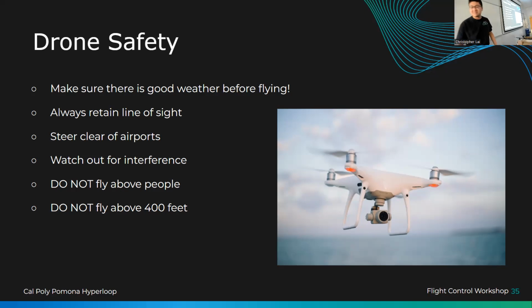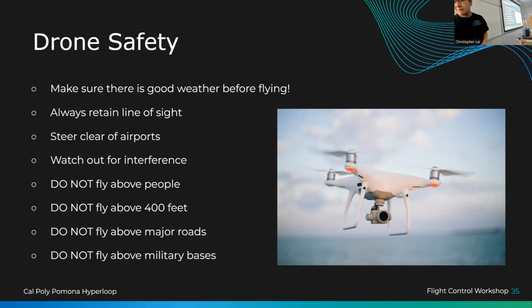I don't know. Do not fly above major roads. Like, don't fly over a freeway unless you get permission, right? Because who knows, you might crash your drone into a car and kill someone. So don't do that, please. Do not fly above military bases for obvious reasons. I know you might want to figure out what's inside Area 51, but they might shoot your drone down before you get close.